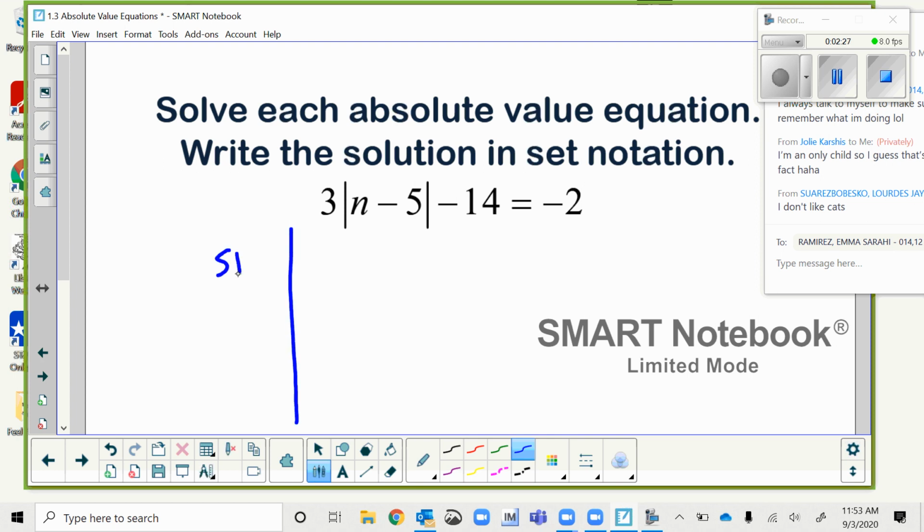Step 1, isolate it the same way as if it was just an x there. Instead of absolute value of n minus 5, you add 14. So now you can write. Now you're writing on your notes. You add 14 to both sides. And then you have 3 absolute value n minus 5 equals 12. And then make a note somewhere on your paper. This is very important.